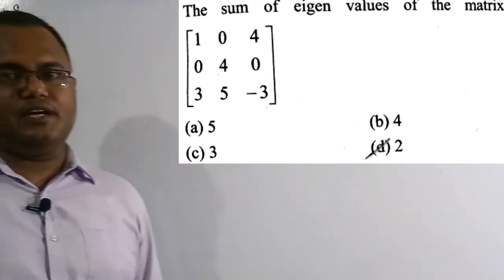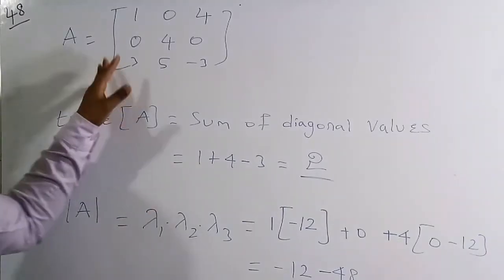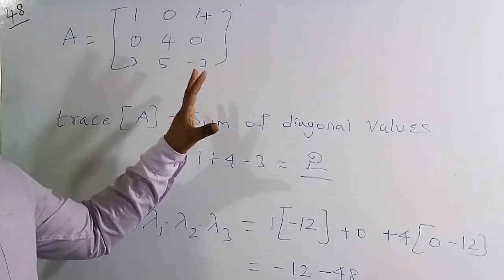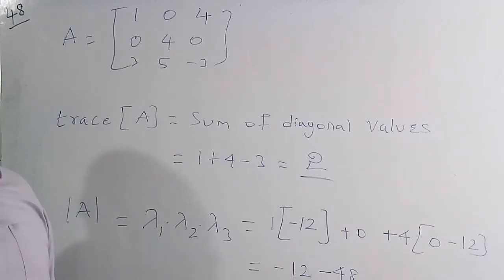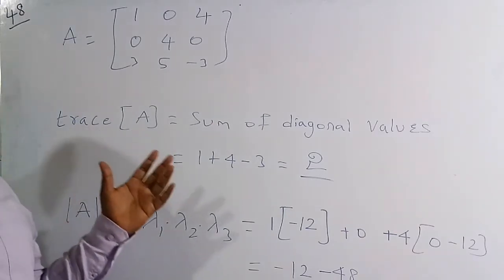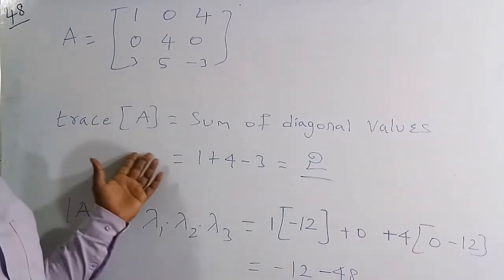So let's solve this numerical. In the question they have given a particular matrix A. For this matrix we have to find the sum of the eigenvalues. Basically the sum of the eigenvalues is nothing but the trace of the matrix.